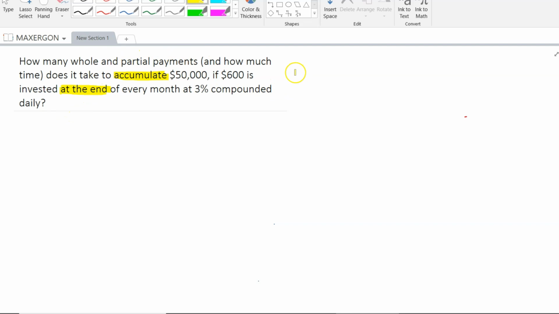However, we need also to notice that 3% is compounded daily, whereas payments are at the end of every month, which makes this annuity general. The reason it is general is because payments are 12 times per year, but the rate is compounded 365 times per year. So we'll need to convert the rate to solve this problem when we apply our formula for future value of annuity. Now let's remind ourselves how we can get that formula.